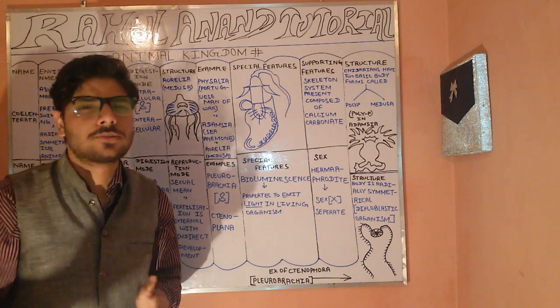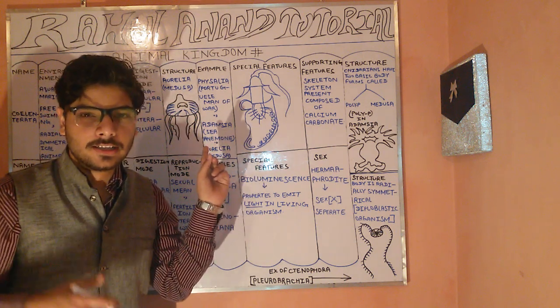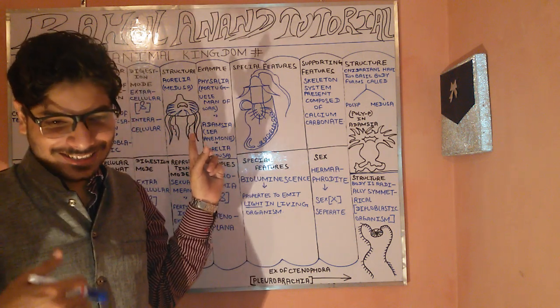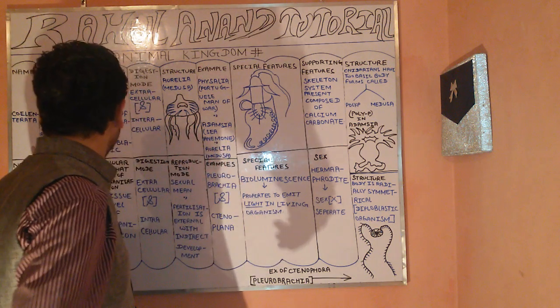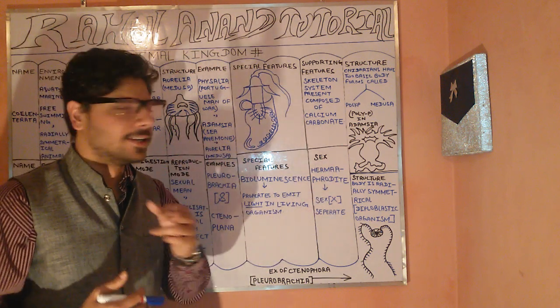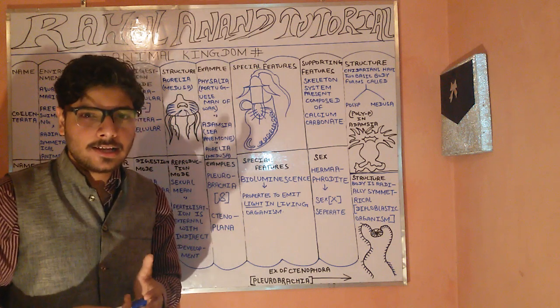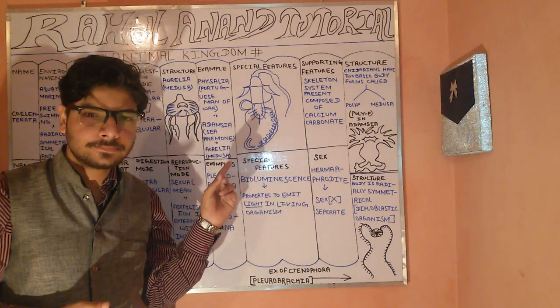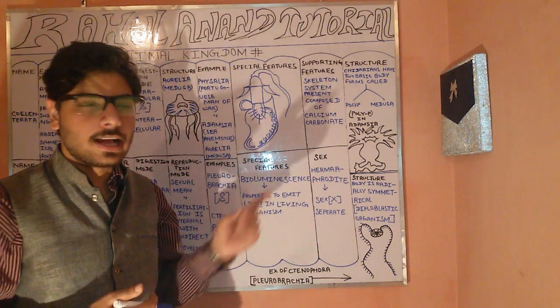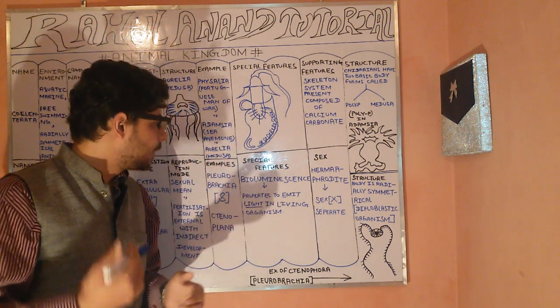So we are having three types of structure regarding these, in the Coelenterata. So these are here: Physalia as well as Asterias, then Aurelia, then Adamsia.